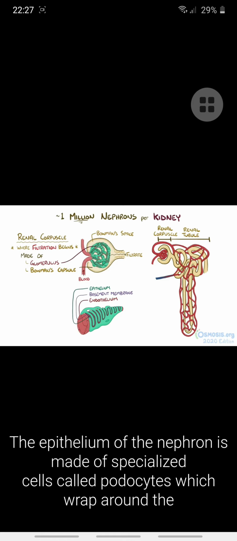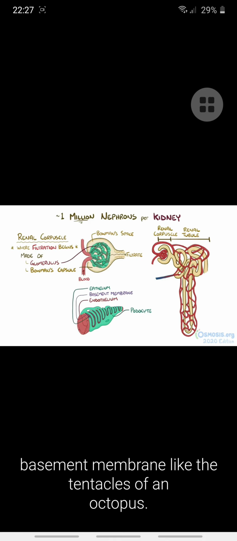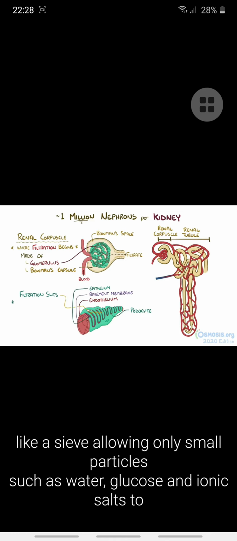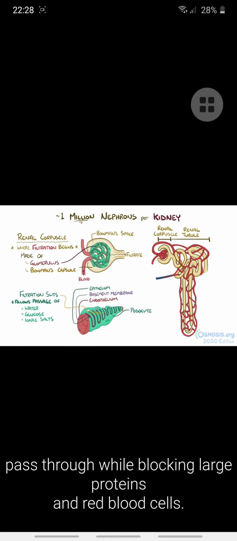The epithelium of the nephron is made of specialized cells called podocytes, which wrap around the basement membrane like the tentacles of an octopus. Between these tentacle-like projections are tiny gaps called filtration slits that act like a sieve, allowing only small particles such as water, glucose, and ionic salts to pass through, while blocking proteins and red blood cells.